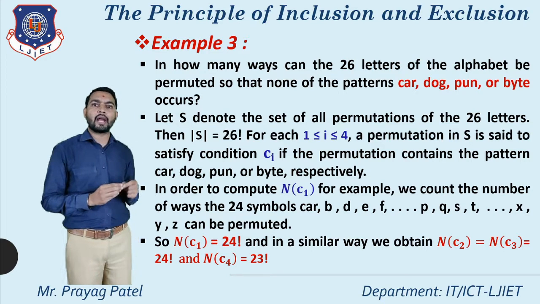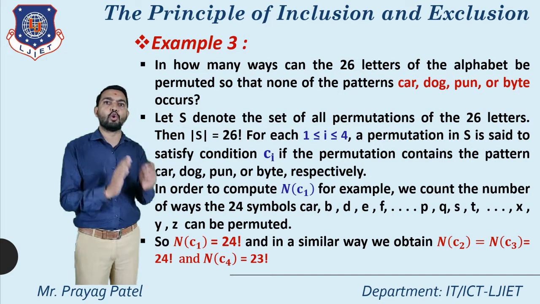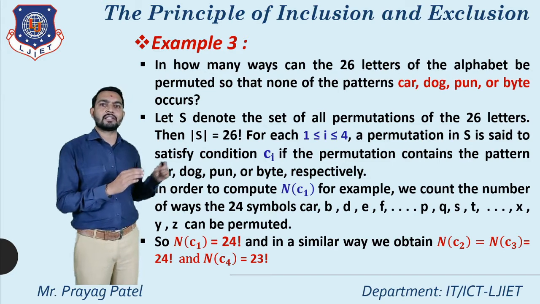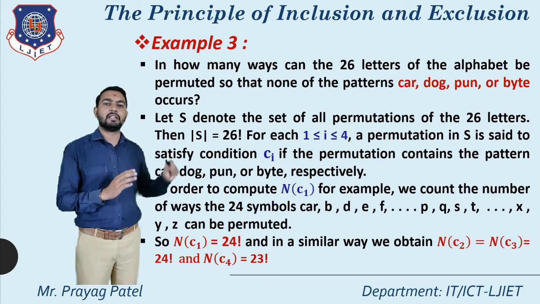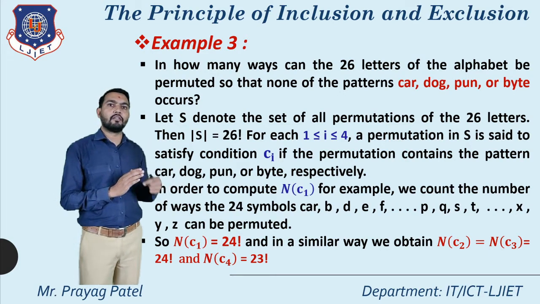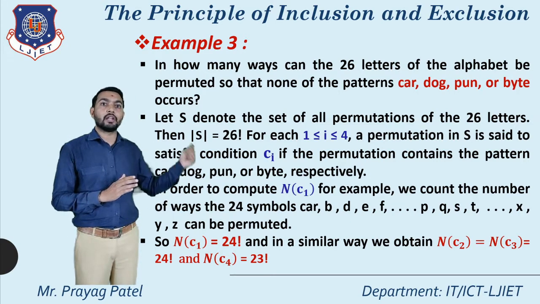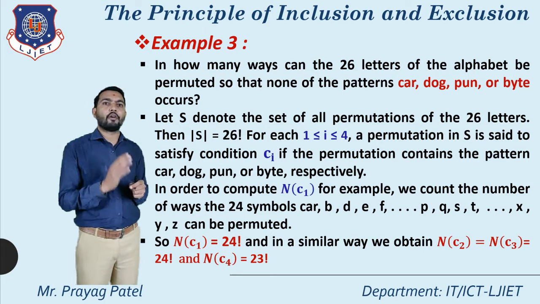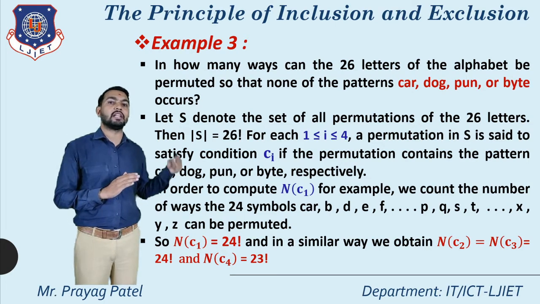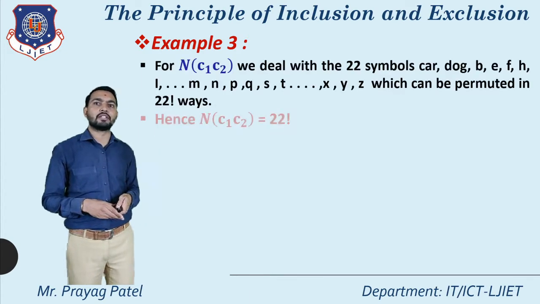So in N(C2), we compulsorily include one thing, which is DOG. So your first symbol is DOG and the remaining characters are A, B, C like this, and we find 24 factorial for the second, DOG. Then the third one is PUN. For this also we find 24 factorial, and for the last, BYTE, having 4 characters, we find the value N(C4) equal to 23 factorial, not 24 factorial. So these values are available for N(C1), N(C2), N(C3).